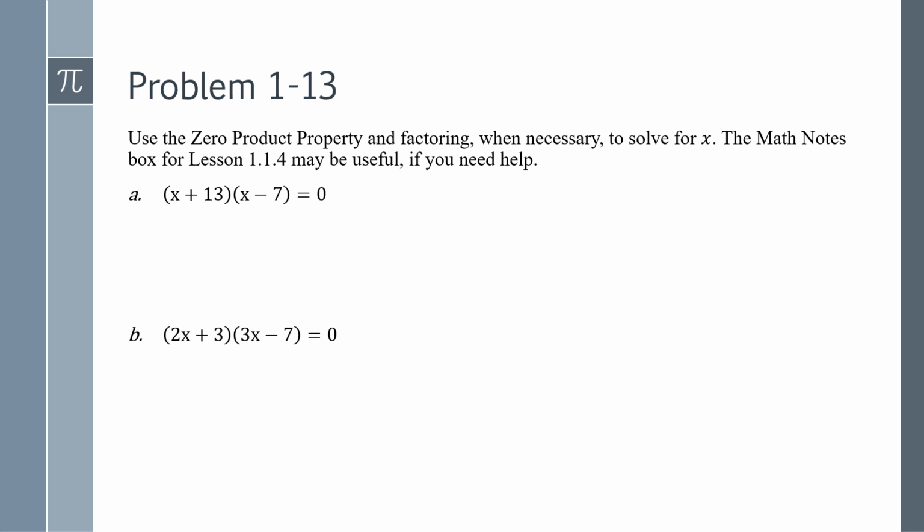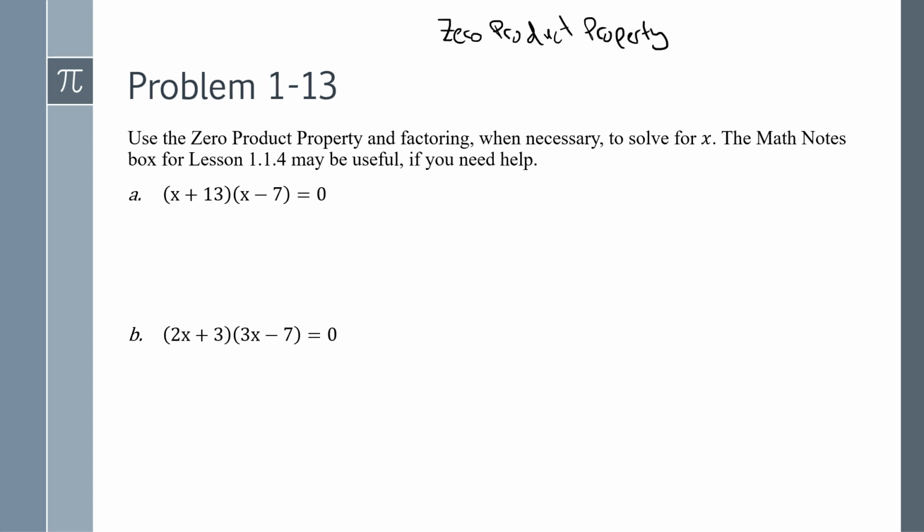Okay, problem 113 says use the zero product property in factoring when necessary to solve for x. The math notes box in lesson 114 may be useful if you need help. So at this point, go in your ebook, look at lesson 144 and find the math box there, and that might be helpful. But we're going to try to show you how to do this without using that box. So the zero product property says this. We'll type this up here: zero product property.